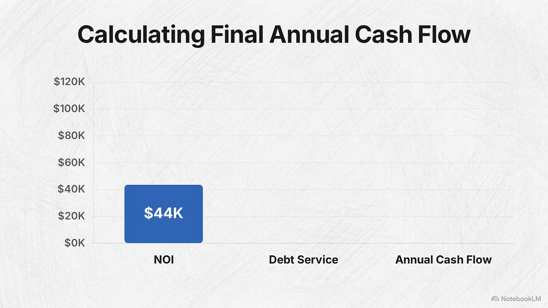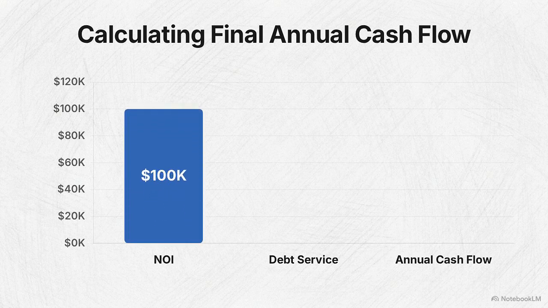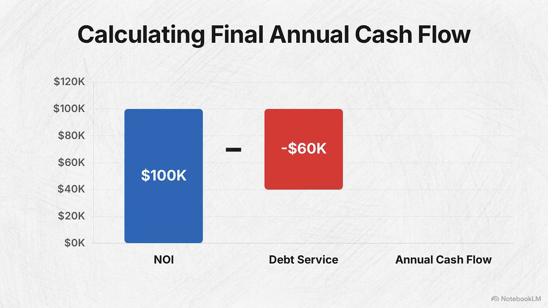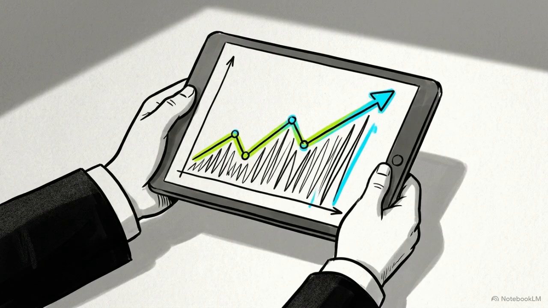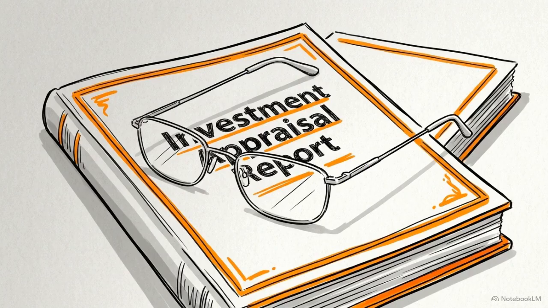To find the ultimate annual cash flow, there is one final deduction. You take the NOI and subtract the debt service, which covers the property's mortgage payments. The money remaining is your final cash flow. Producing a positive, steadily growing NOI is the ultimate proof of a manager's competence. It serves as the primary metric used by investors and appraisers to determine the building's overall investment value.